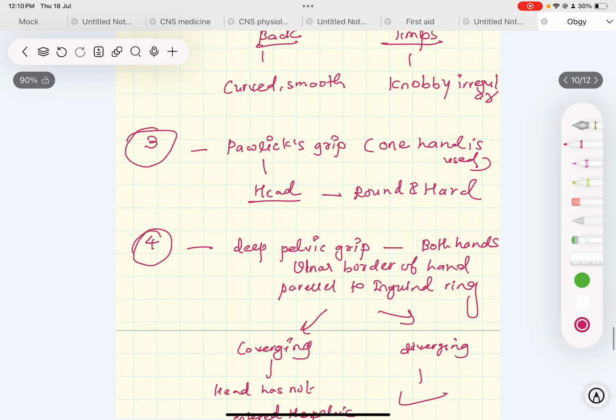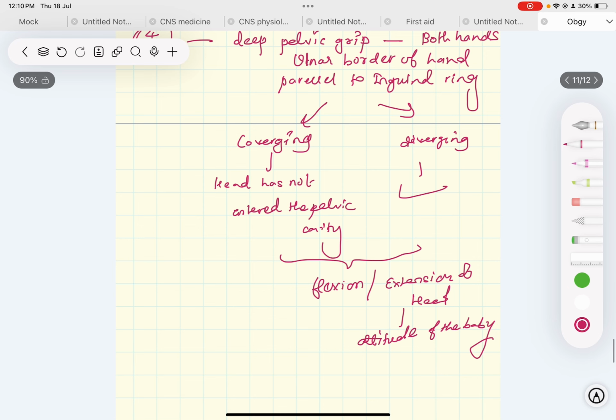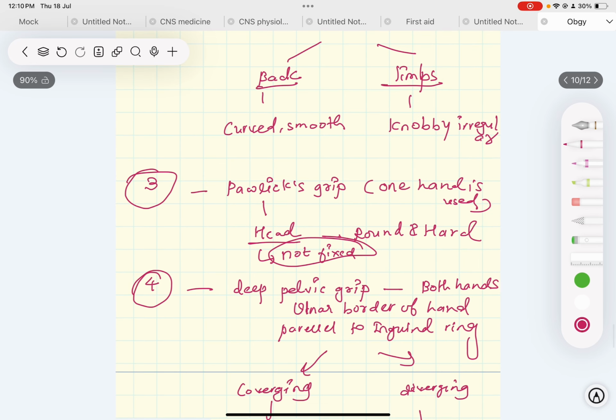And in Leopold 3 also we can check this. If the head can be moved from side to side, it means the head has not entered the pelvic cavity and it is not fixed. So we are just confirming this in the fourth one. Done.